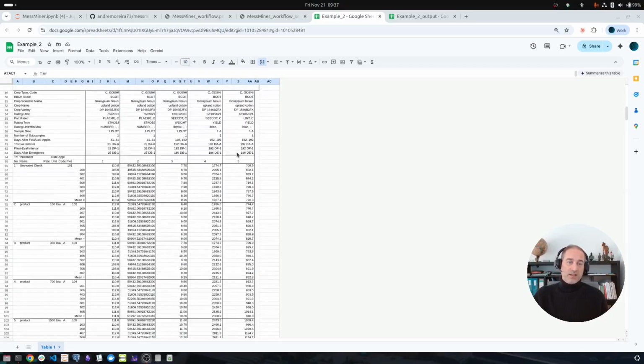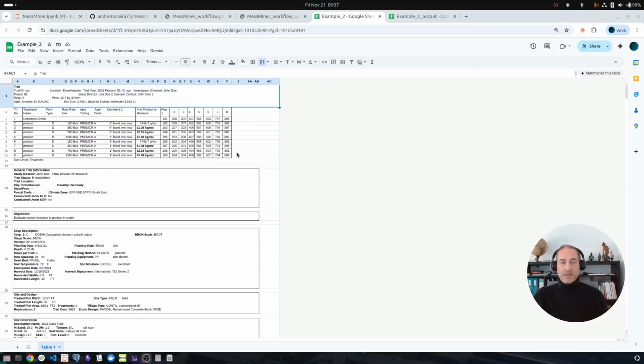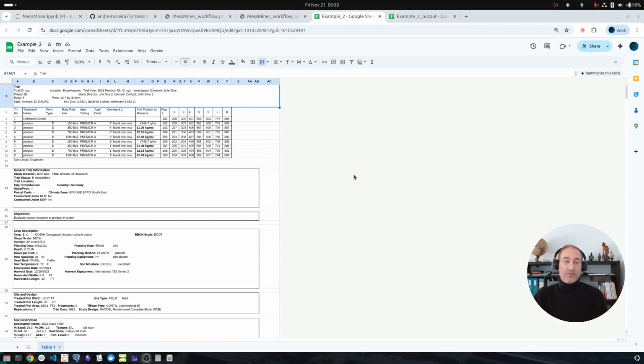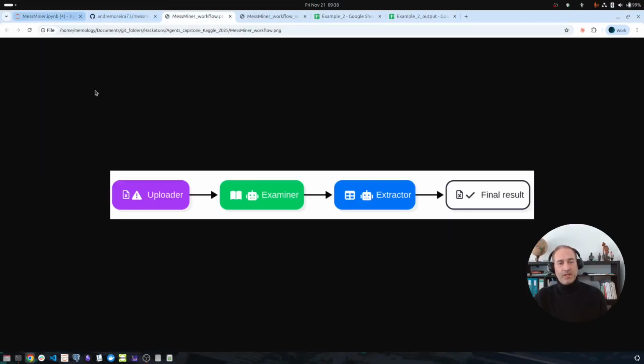Looks quite nice, but I mean, if you want to do some analysis on it, you have to actually extract the right part of it before you can start even something. And it would be nice to have something that is automated that can do that for you. That's where the Mess Miner comes in.